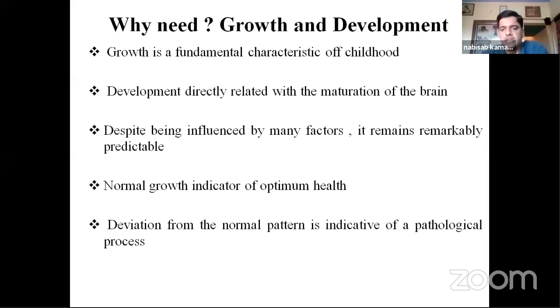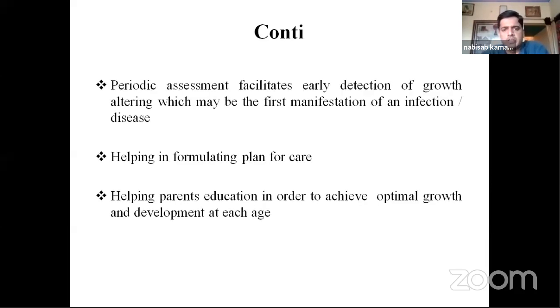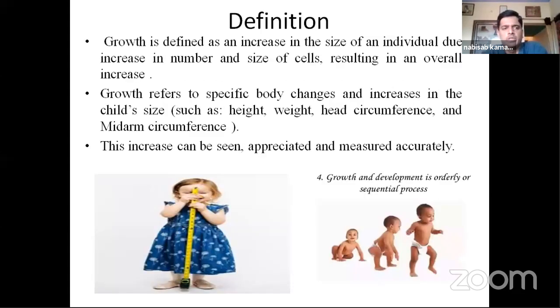Normal growth is an indicator of optimal health. Deviation from the normal pattern is indicative of a pathological process. Periodic assessment facilitates early detection of growth alterations, which may be the first manifestation of infection or disease. It also helps in formulating the plan for the kid, and in educating the parents about the child's condition. Next, move on to the definition of growth.